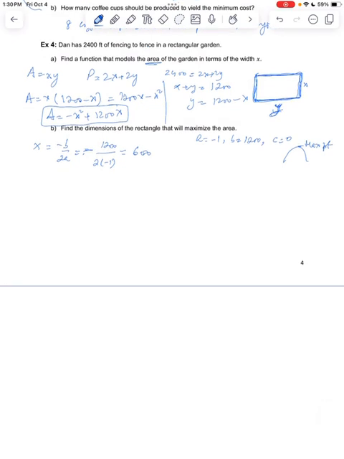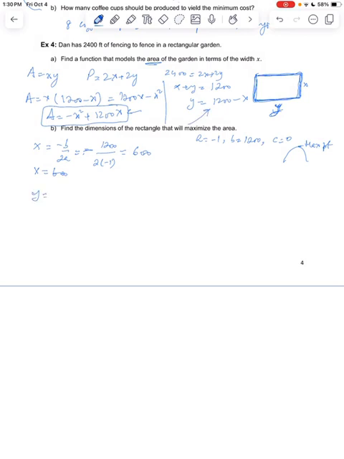But I will not do that. The question didn't ask me to find the maximum value of the area. It asked me to find the dimensions that will produce the maximum area. So x is equal to 600. And now we will use this to find y, plugging it into this formula. So y will be equal to 1200 minus 600, which is equal to 600.